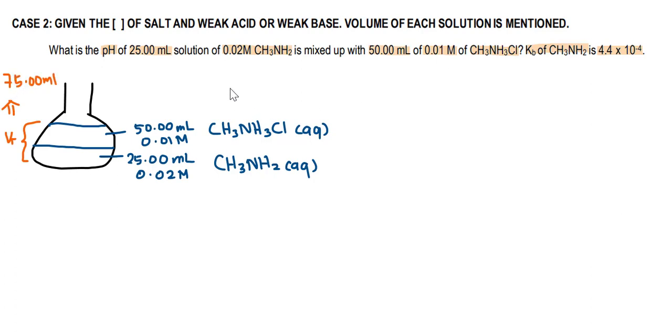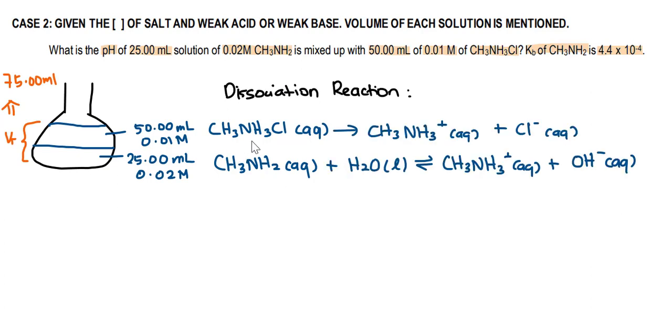And then write down the dissociation reaction for both salt and weak base. Our salt will fully dissociate into CH3NH3 plus ion and Cl minus ion, while our weak base will slightly dissociate into CH3NH3 plus ion and hydroxide ion. This is our conjugate acid since it comes from a weak base.